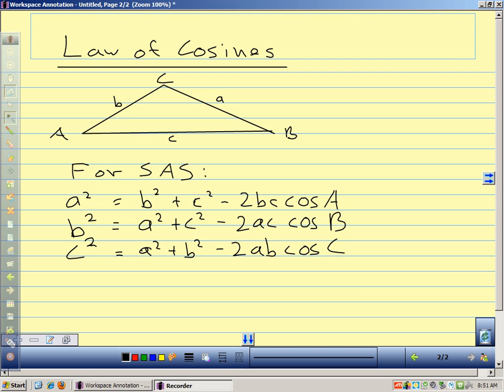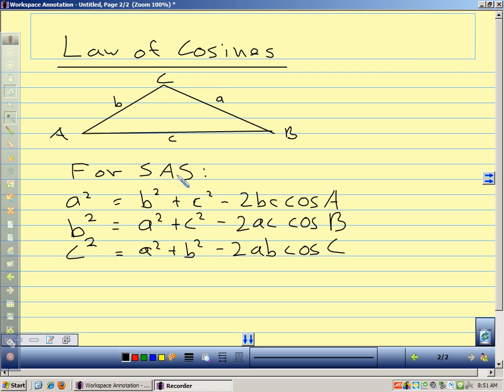So if we ignore this, what do we have? If this whole part is 0, we just have a squared equals b squared plus c squared. What's that? That's the Pythagorean theorem. So if we have a 90-degree angle, the law of cosines just turns into the Pythagorean theorem. So law of cosines is related to the Pythagorean theorem. It still works, and if we have a 90-degree angle, it just turns into the Pythagorean theorem. So this is kind of an extension of the Pythagorean theorem.